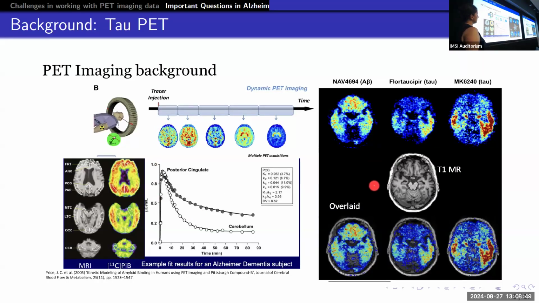But one thing that is of major concern these days is the fact that, for example, tau, which is a protein in the brain that is found to be responsible for Alzheimer's disease, could be measured with different tracers. The issue is that the tracer distribution is different in the brain. Although they are measuring the same thing, this is the same person measured with flortaucipir tau, which has been approved by the FDA for use in Alzheimer's disease clinical trials. And then there is the MK6240, okay? The same brain, as you can see, very different image.